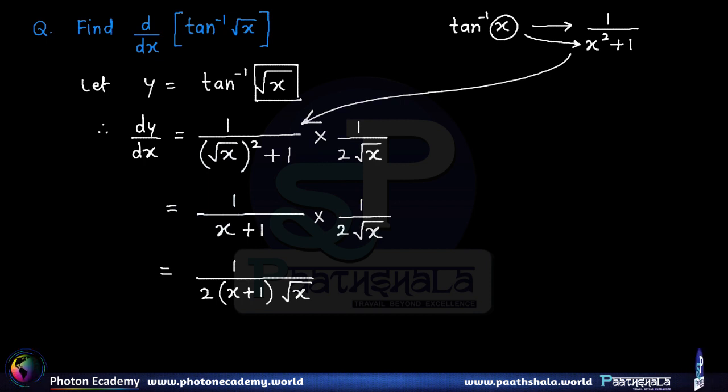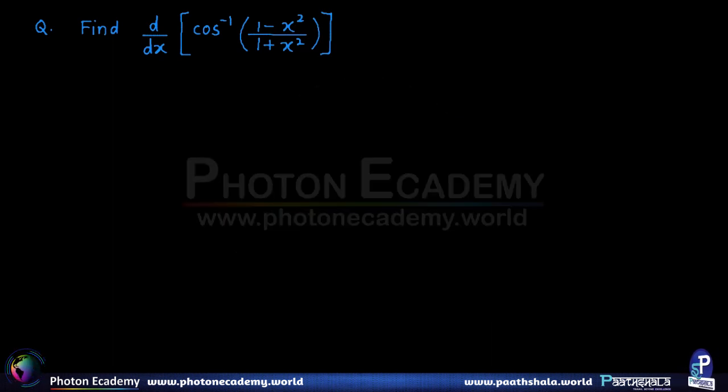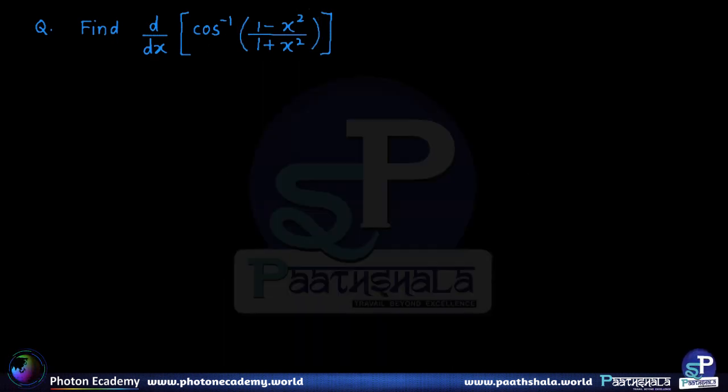Let's see one more question. Find the derivative of cos inverse of 1 minus x square upon 1 plus x square. Now here, if we try to directly find the derivative of cos inverse using the standard formula and the chain rule, it will be too tedious, isn't it? Because this particular quantity involves a division. So instead of that, let us think, can we do any substitution? Are we seeing any particular pattern? Yes, we definitely see a pattern, that is 1 minus x square upon 1 plus x square. And where does this pattern come into the picture?